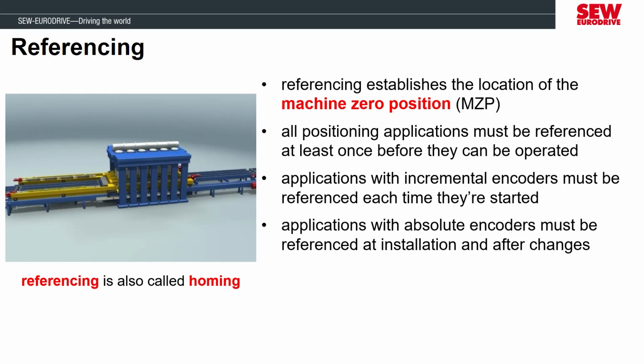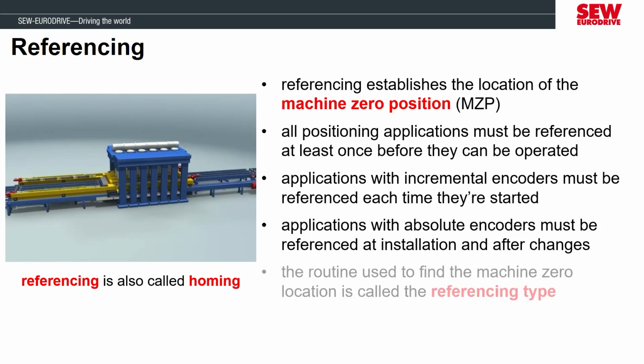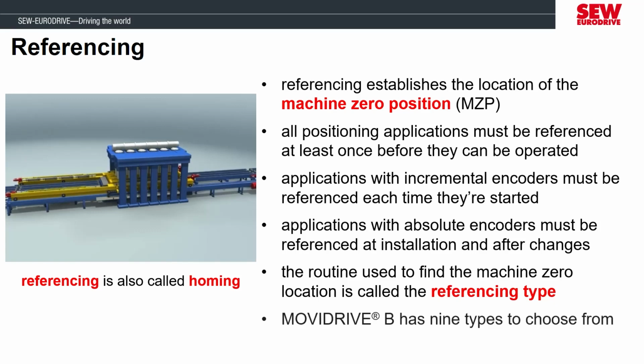Some exceptions to that are when the motor or encoder is removed or replaced for maintenance, or if the machine 0 position needs to change to a different location. In those situations, the equipment would need to be re-referenced since there were mechanical changes that altered the encoder position. There are many different ways for the MOVIDRIVE to operate a referencing routine, and in the parameters, these are called referencing types. The MOVIDRIVE has 9 of these types, and each one is a different method to put the equipment into a machine 0 position.